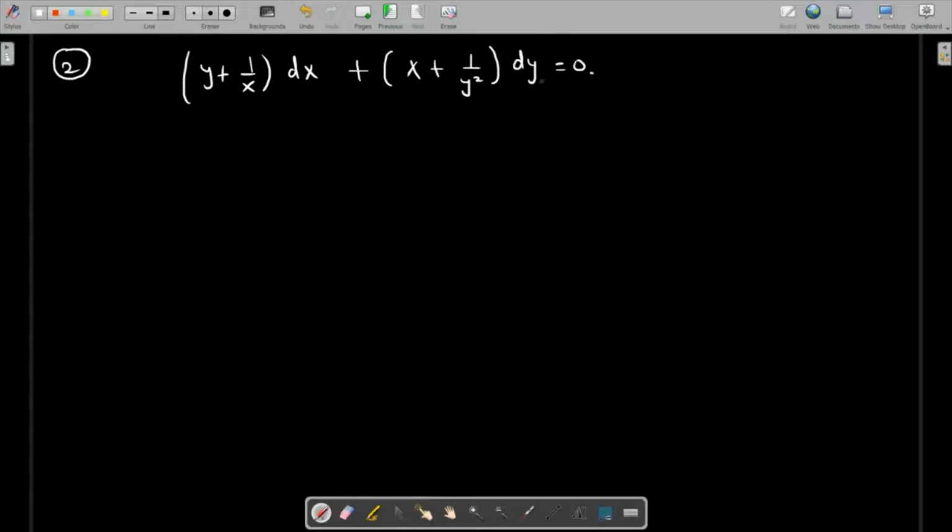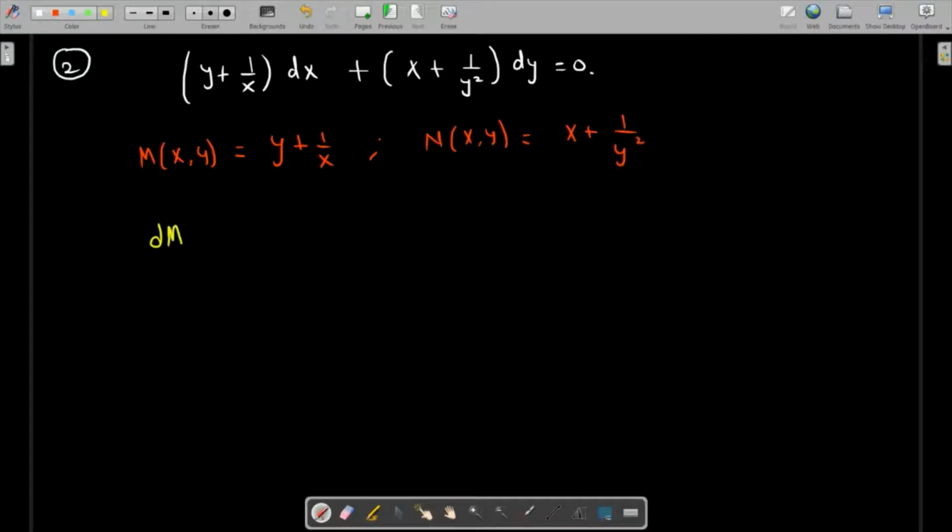Let's talk about another problem. So this one is y plus 1 over x dx plus x plus 1 over y square dy is equal to 0. So first, as usual, we are going to locate what M and N is. So M is y plus 1 over x, and N is x plus 1 over y square.